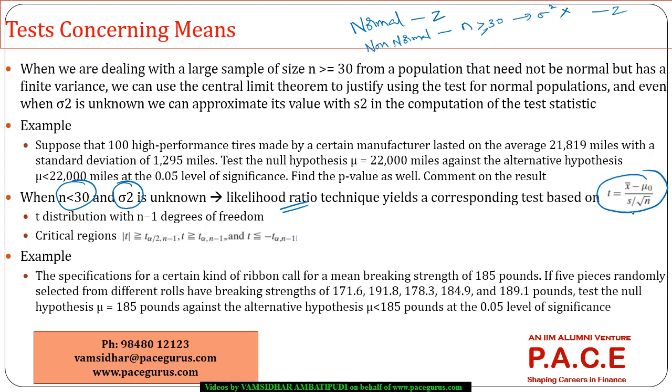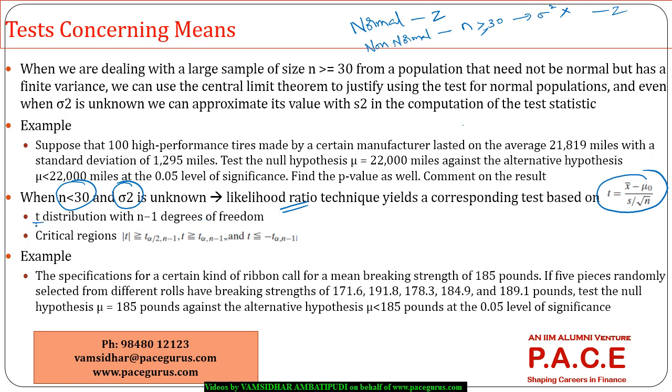In this case, it will follow a t distribution. It will not follow a z distribution, a standard normal distribution. The same thing, x bar minus mu by s by root n, was following a standard normal distribution when your sample size is large enough. But when the sample size is not large enough, it does not follow a z distribution.